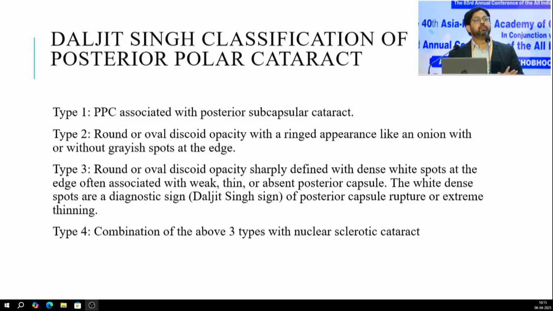Do document if you see a posterior polar cataract. Then again, the planning changes, the surgical method changes. Some things are to be avoided. Some things are contraindicated. You need to have a 3-piece IOL as a backup. You need to have an anterior vitrectomy setup and all. Particularly important is the type 3, where you see a diagnostic sign. The white dense spots or grayish spots on the posterior capsule are quite risky because they are often associated with extreme thinning and pre-existing defects sometimes.